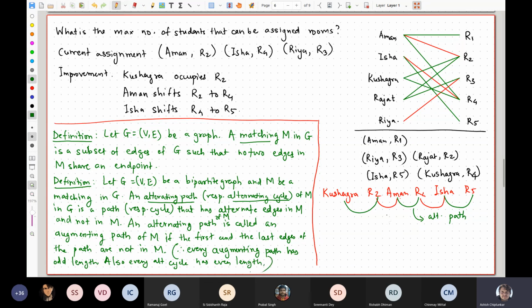So we'll use this terminology of matching, alternating paths, cycles, augmenting paths, and so on, to describe an algorithm and prove it indeed finds the maximum. What are we looking for over here? We are looking for a matching of maximum possible size in a given bipartite graph. We'll prove that the idea which we had of successively improving the matching actually gives us a maximum matching. We'll do that in the next class.